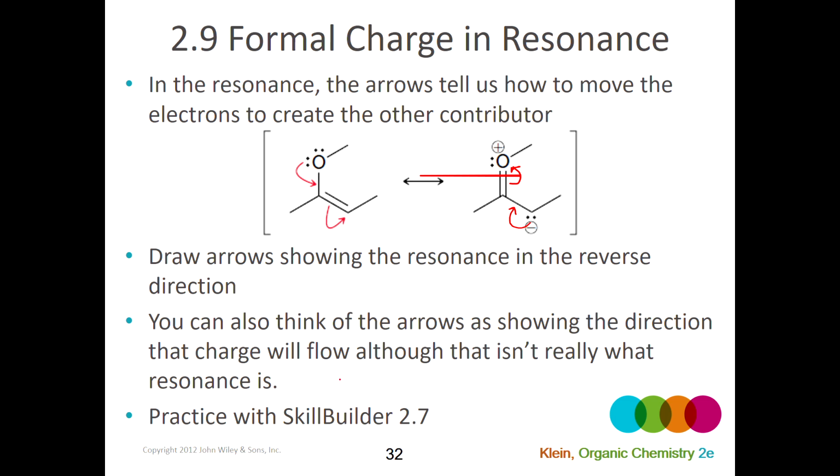You can think of the arrows as indicating the direction that the charge will flow. That's not really what resonance is, right? So if we really want to imagine what resonance is, it involves p orbitals overlapping side by side on each of these atoms, and it creates molecular orbitals extending over all three, and the electrons are spread out over all three of those atoms simultaneously.